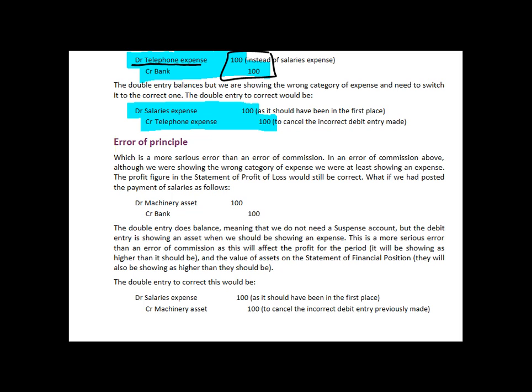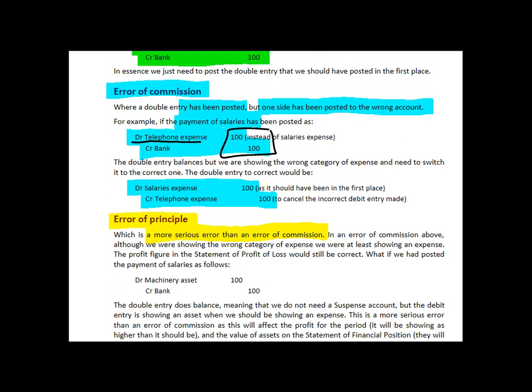We've then got an error of principle. Now, an error of principle is like a more serious error than the error of commission. Because if you look back at the error of commission we just made, yes, we debited the wrong expense. We debited telephone initially when it should have been salary, but at least we were debiting an expense. You can perhaps imagine that I've still recognised a cost in my business. It was just the wrong cost. So in fact, my profit at the end of the year would actually still be correct. I would just be knocking off a figure as a telephone expense rather than as a salaries expense. But either way, they get knocked off your profit for the period.